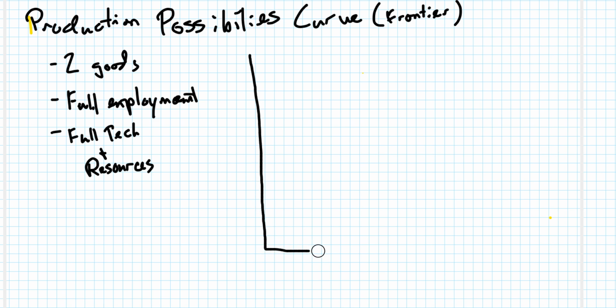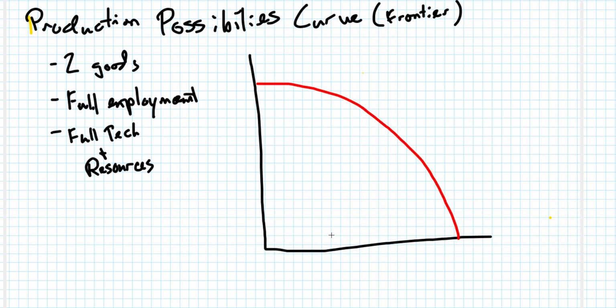So I'm just going to draw an X and a Y here. And the production possibilities curve is just this curve. And what this does, so let's say we can make robots on the y-axis here, or we can make cars on the x-axis here. So this gives us all the possibilities that we can produce. And it also shows us a couple other things.